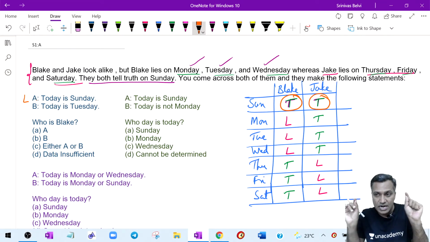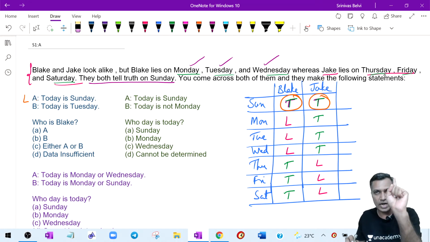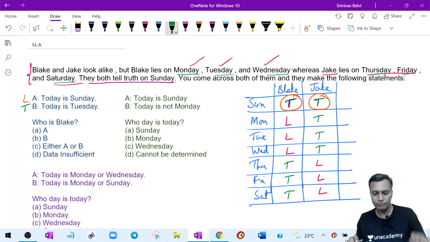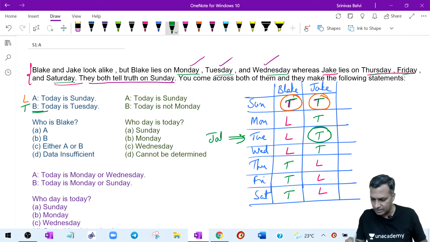But we observed from the chart that on any given day, one fellow has to speak the truth for sure. If A has spoken a lie, then it is necessary that B speaks the truth. Therefore, what B is saying, that today is Tuesday, is the truth. Now, today is Tuesday. He's speaking the truth. Who is that guy? Here I am on Tuesday. Today is Tuesday is right, and that has to be true. So therefore, this guy is Jake.